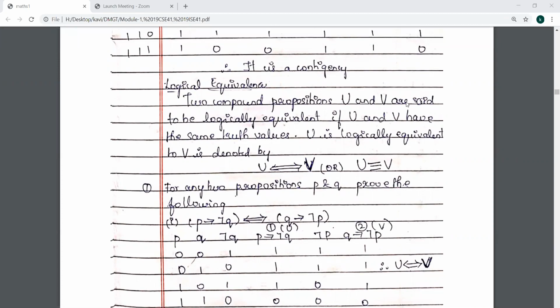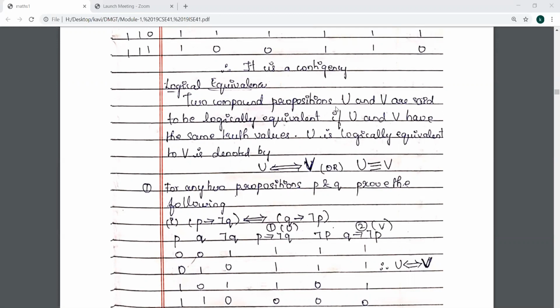Good morning, students. In this class we are going to study the concept of logical equivalence. First, what is the definition of logical equivalence of two compound propositions U and V? Two compound propositions U and V are said to be logically equivalent if U and V have the same truth value. U is logically equivalent to V is denoted by this symbol or this symbol: U, three straight lines, then V.